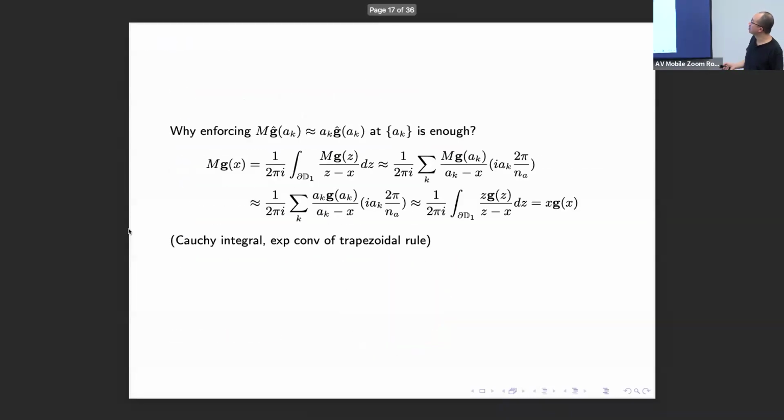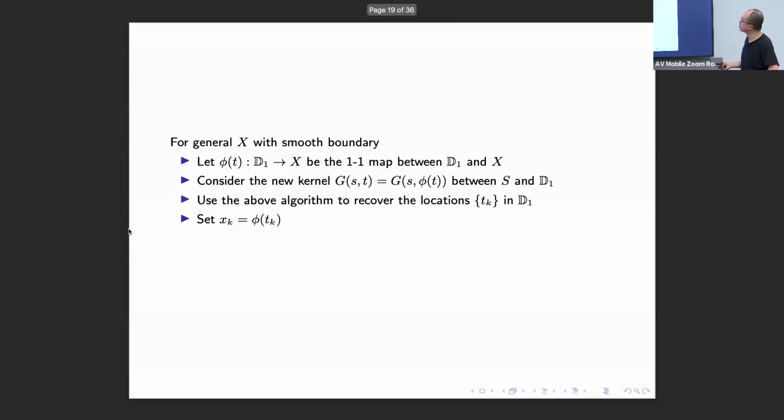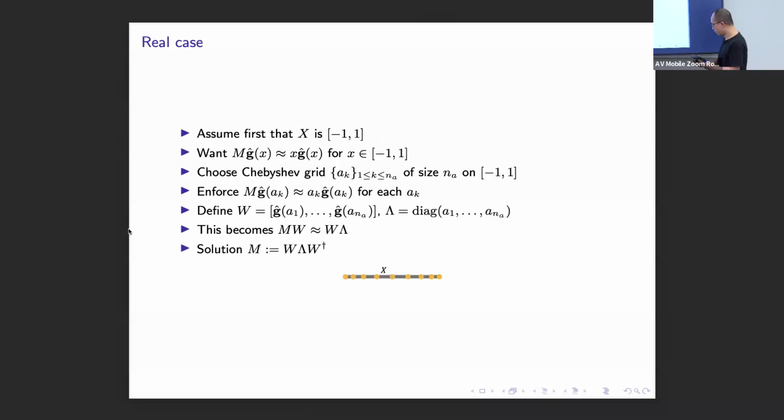Okay. Now, what about the real case? In the real case, the problem is also similar. What we do is assume, for simplicity, the domain is from -1 to 1. And what we want is to make sure M times g hat is approximately equal to x times g hat for any point x inside. But now there's an infinite number of points to check. We cannot check them. What do we do?